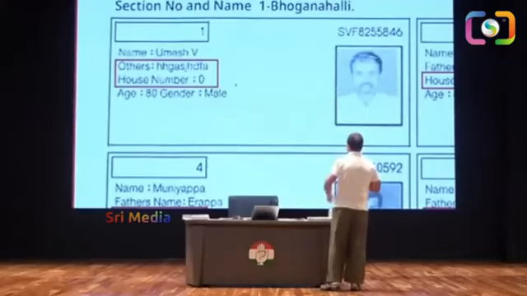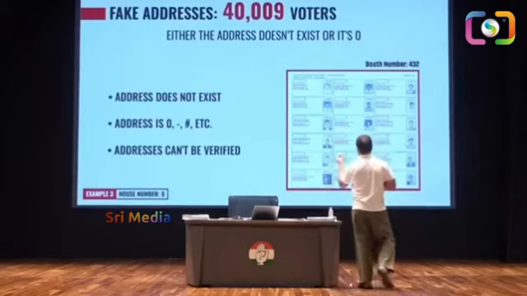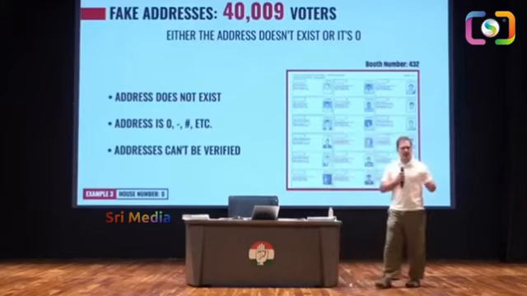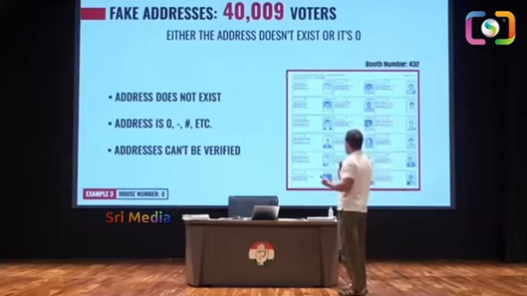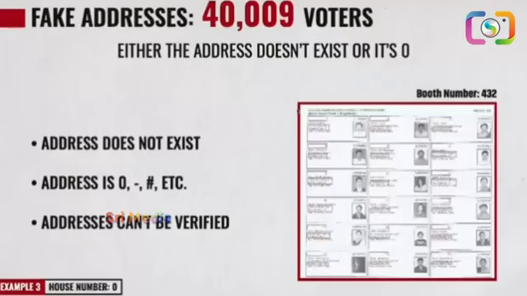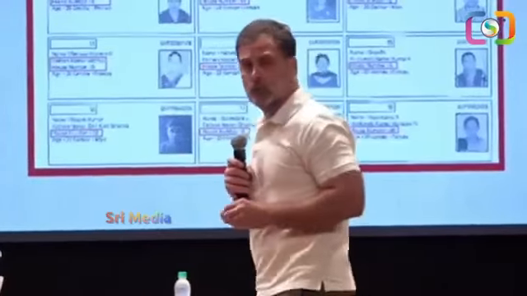No, you're laughing, brother, the entire system has been blown away, theft is happening. We have only just begun. Show more. Okay, zoom out a little. Now these are of 3 types. Either an address that doesn't exist, you go look for it, it's not there, or the address is 0, house number 0 or street number 0, or the address cannot be verified. These are 40,000 voters. Okay?